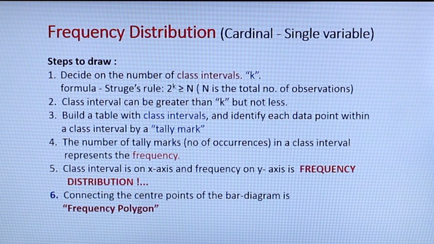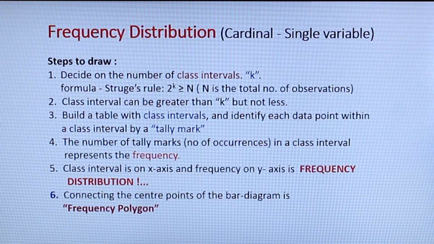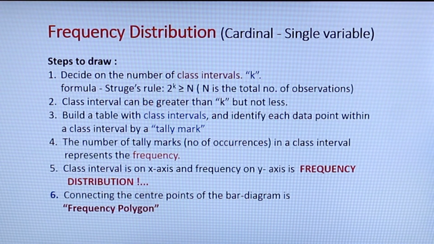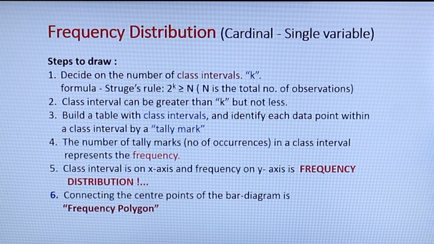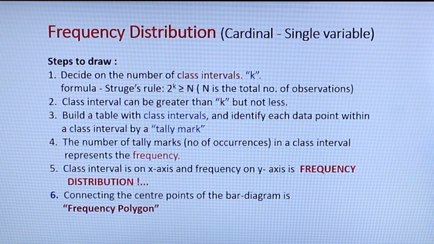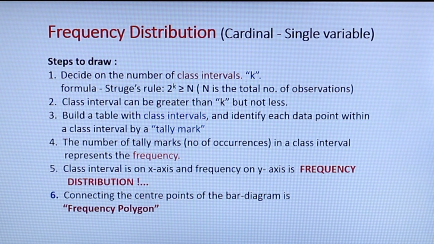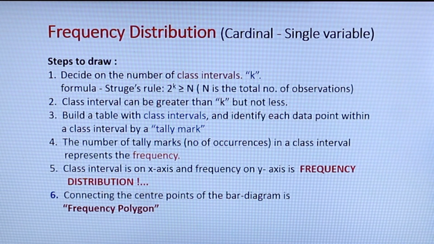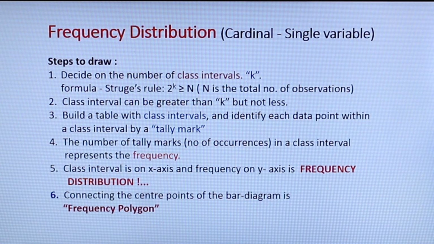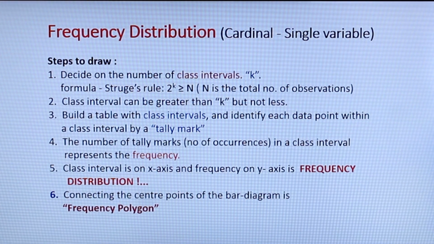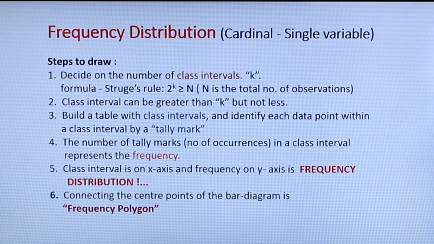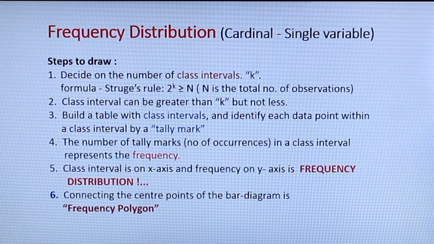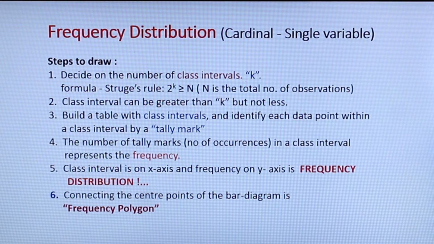Then build a table with class intervals and identify each data point within a class interval by a tally mark. The number of tally marks or the occurrences in a class interval represents the frequency. Class interval is put on the x-axis and frequency on the y-axis, and you get the frequency distribution. Connecting the midpoints of class intervals, you will get a frequency polygon. These are all the steps involved in drawing a frequency distribution for a single variable.